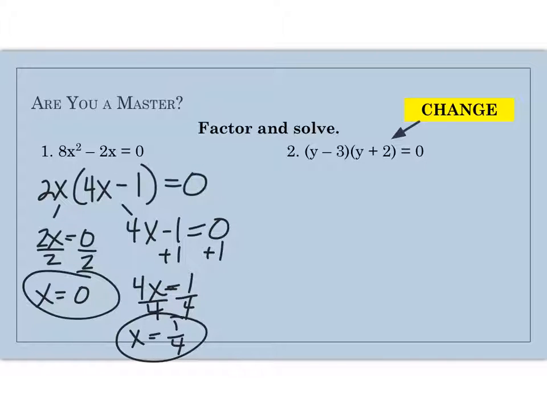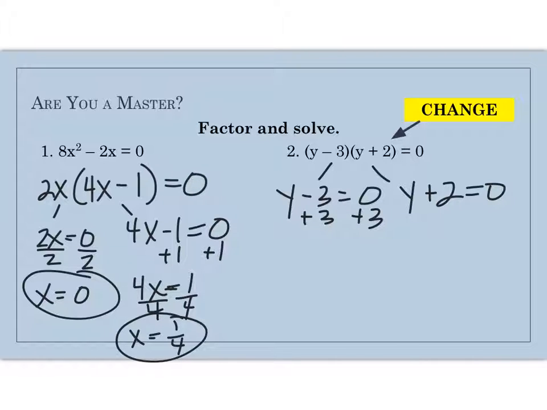The second one is already factored here, so we just have to do that last part where we split it up and set it equal to 0. So either y minus 3 equals 0 or y plus 2 equals 0. So for the first one, add 3 to each side. You get y equals 3, or if we solve the second one, you'll get y equals -2. So there's your 2 answers.